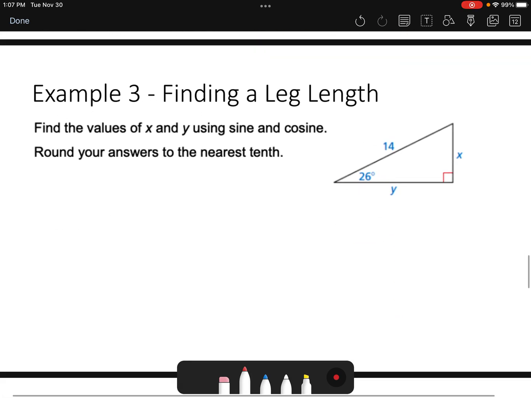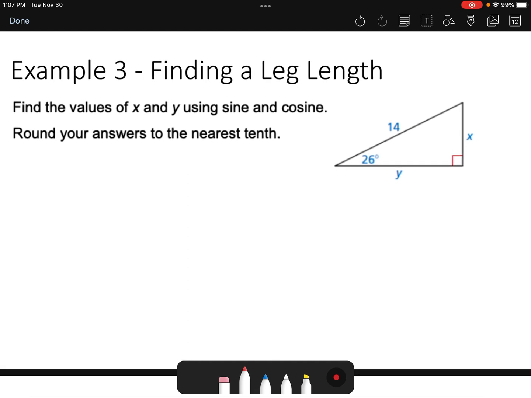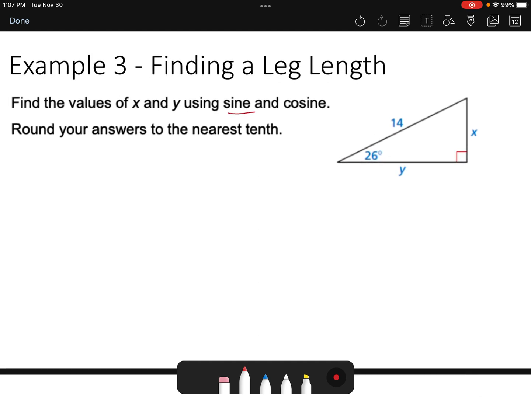Kind of cool, isn't it? Those are called cofunctions. Okay, now let's actually use them. Again, we're going to use sine and cosine. Now remember, sine is opposite over hypotenuse, and the cosine of an angle is adjacent over hypotenuse.